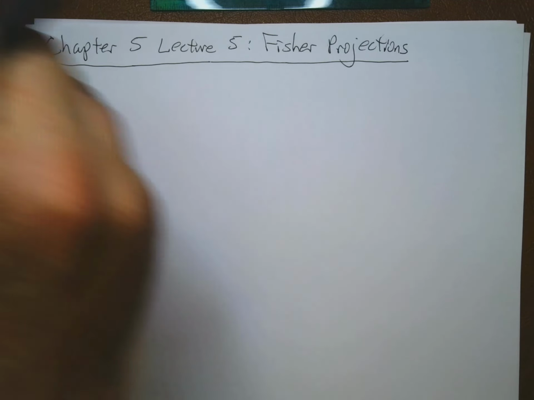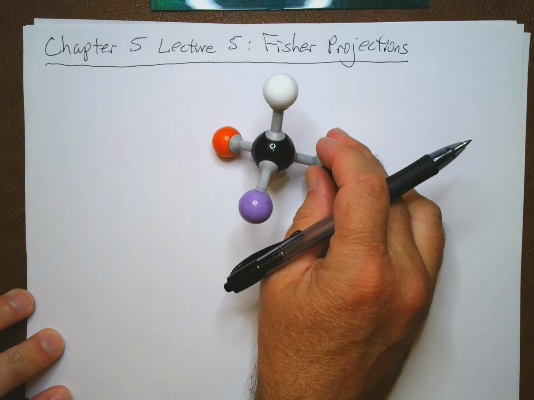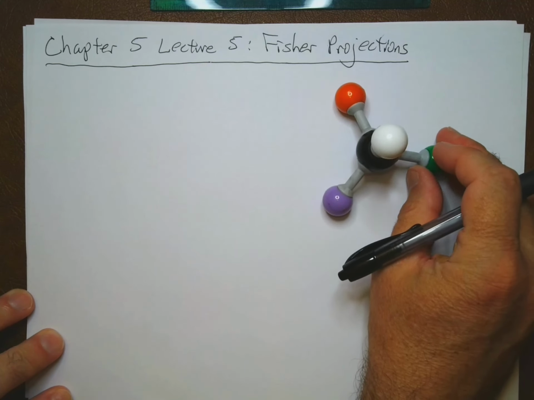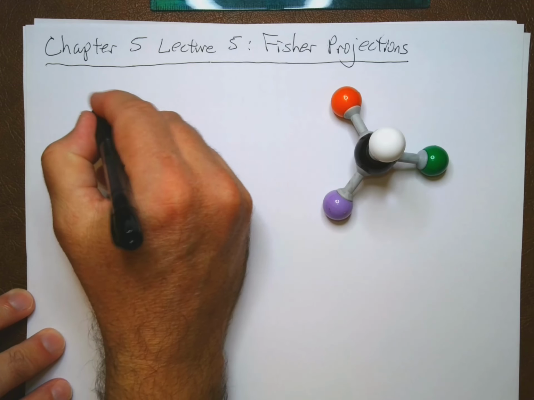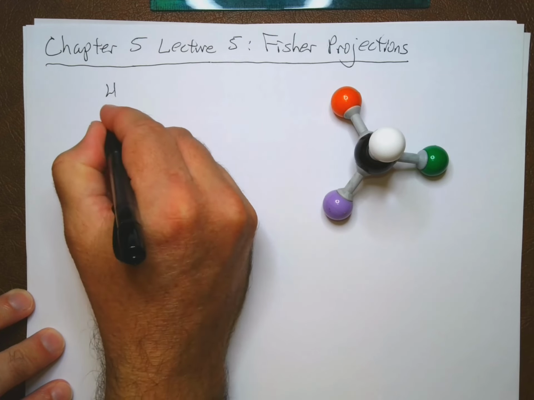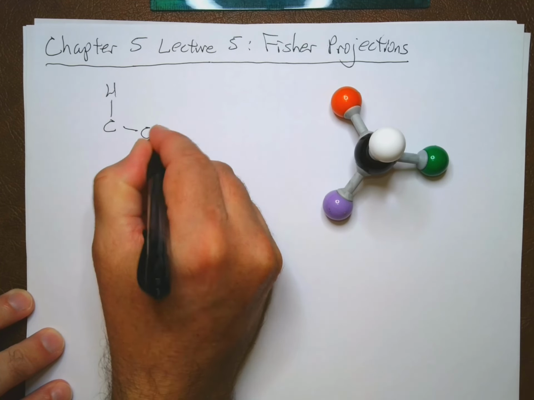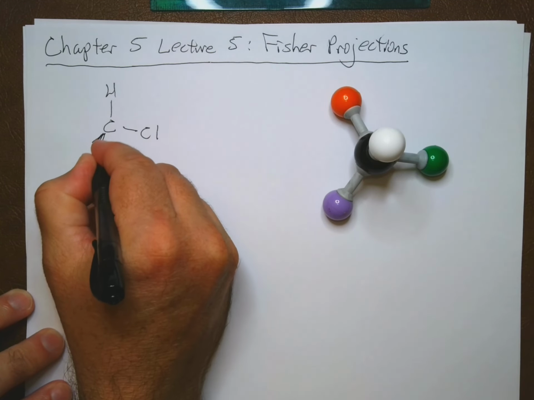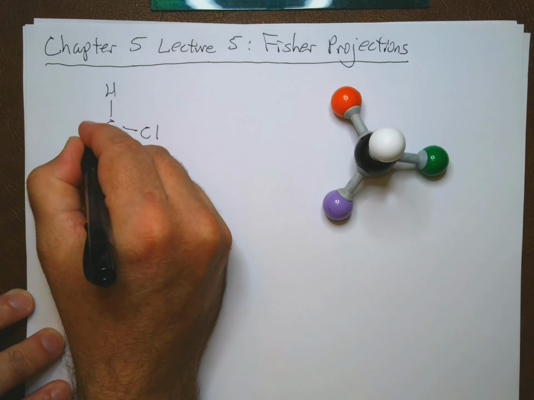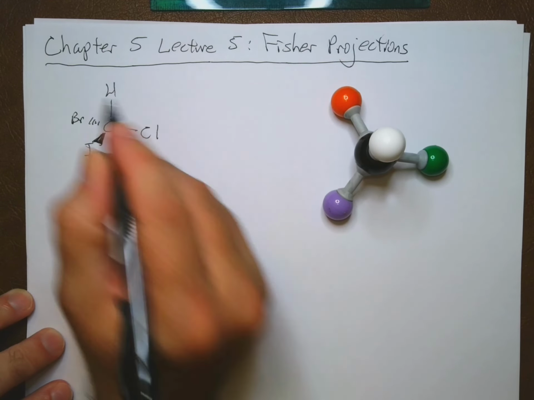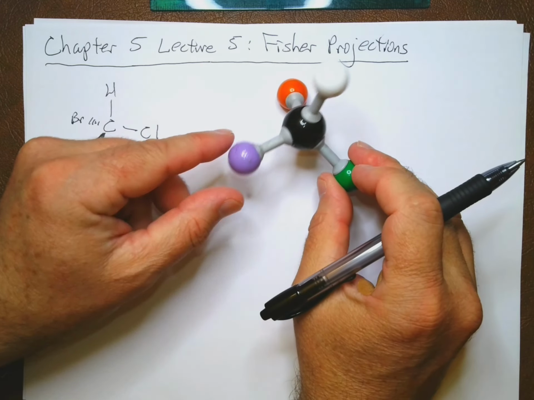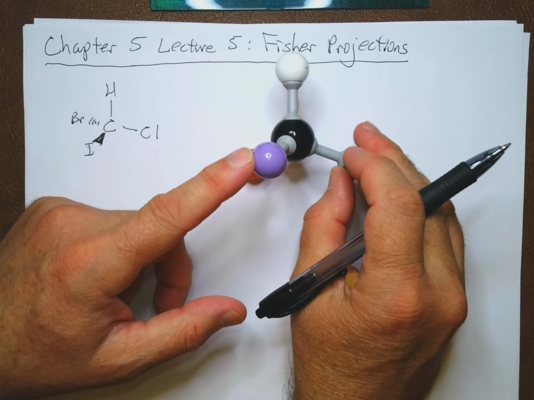Well, let's take our trusty molecule here. Let me draw this. So I've got my HCCl, the iodine's in front, and the Br is in back, like so.